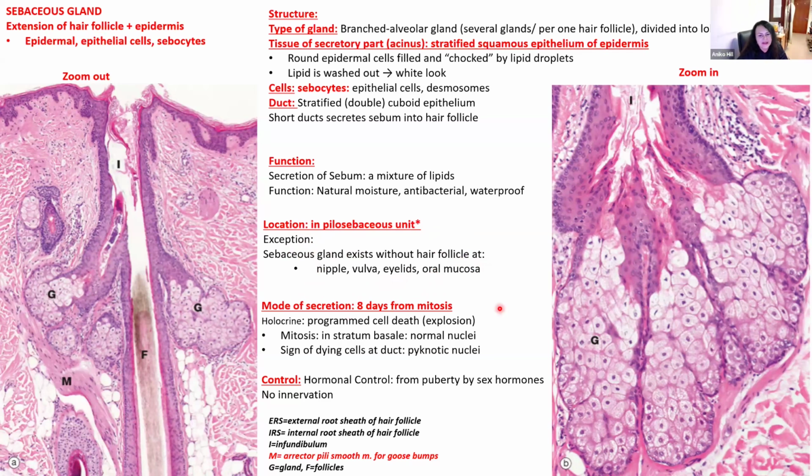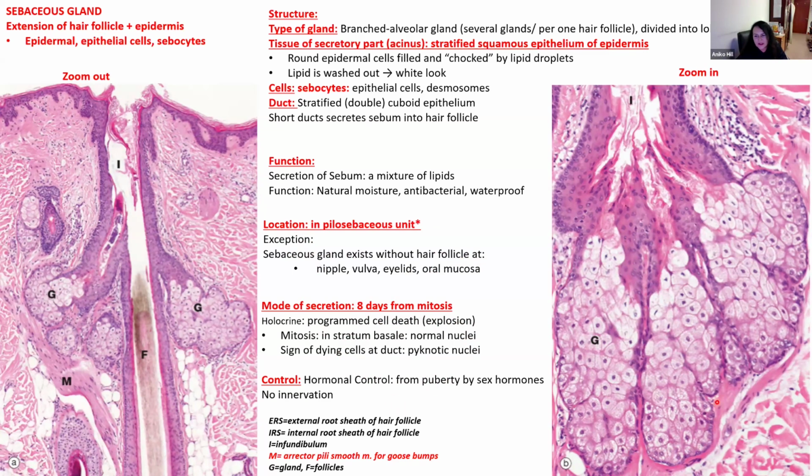So we already covered this actually. What kind of mode of secretion can occur here in about 8 days? The holocrine. It's also another program, cell death. And you remember I called this explosion earlier. So let's do it again.